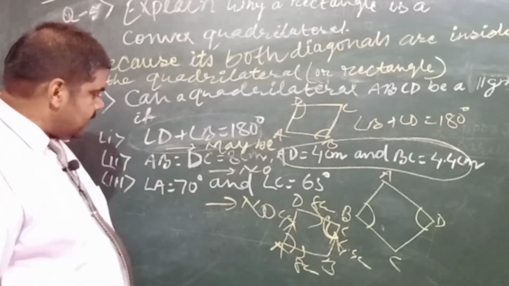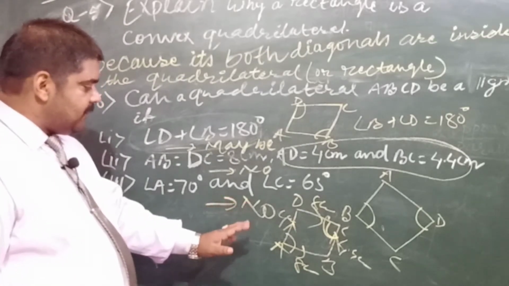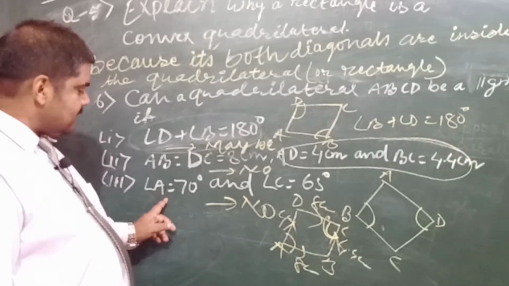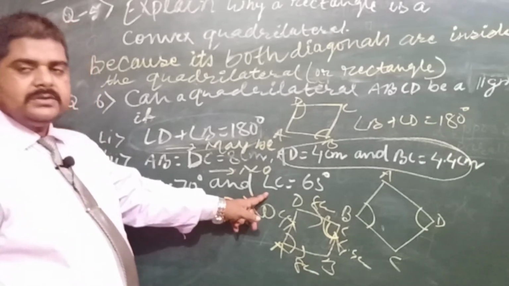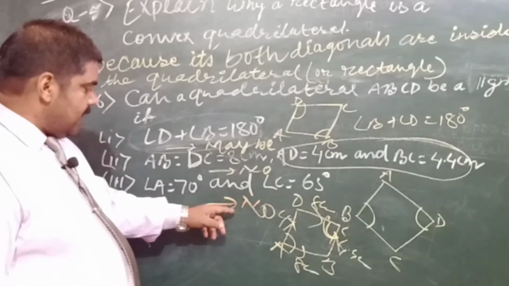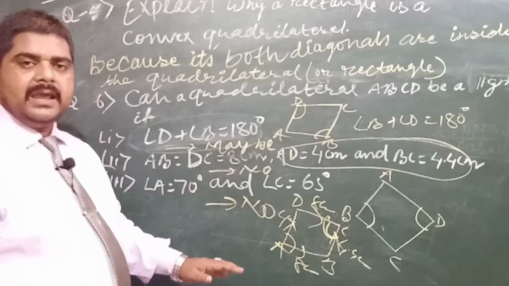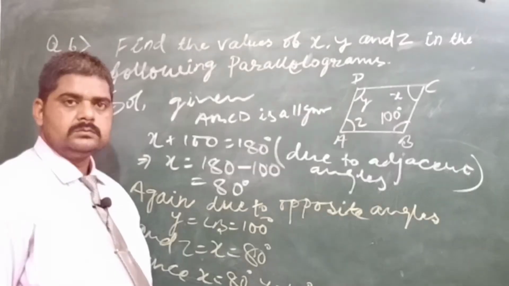And this is why there is no chance to be different. And you can just see that angle A does not equal angle C, and this is why there is no chance to be a parallelogram.